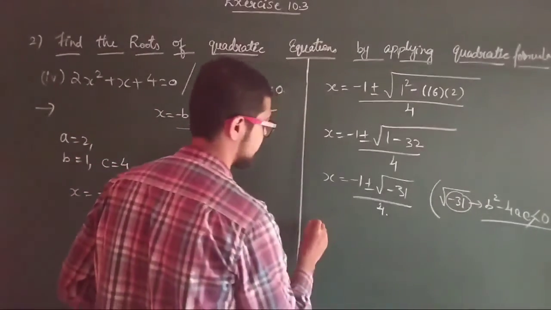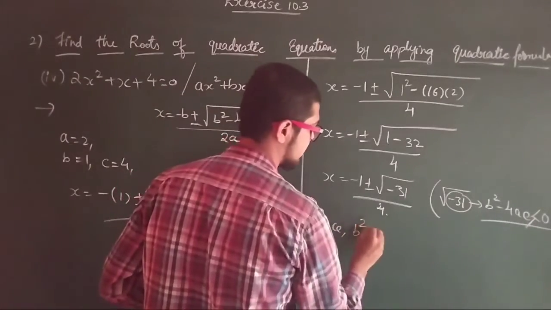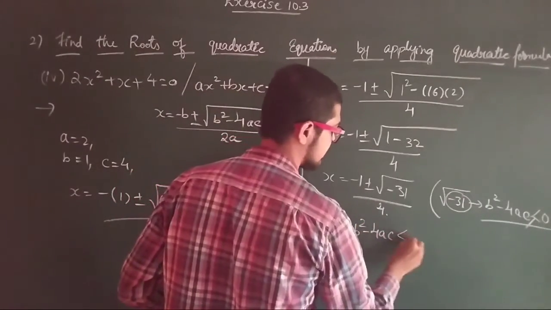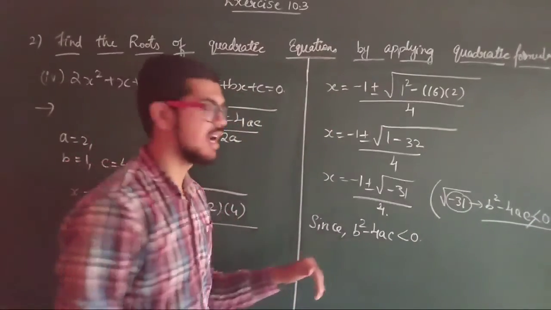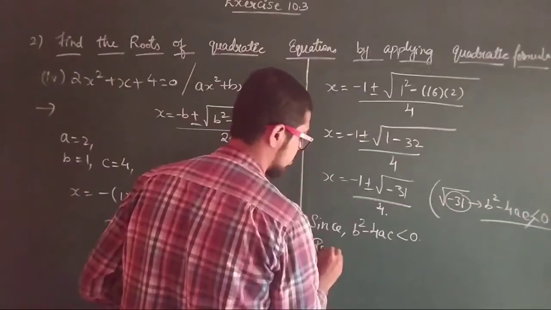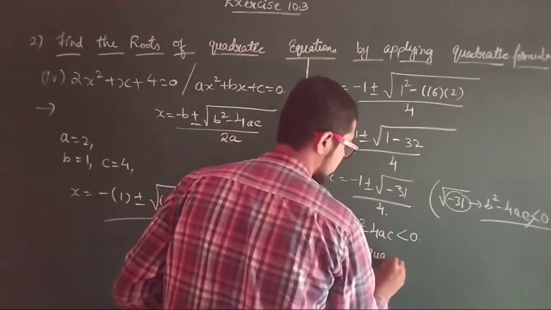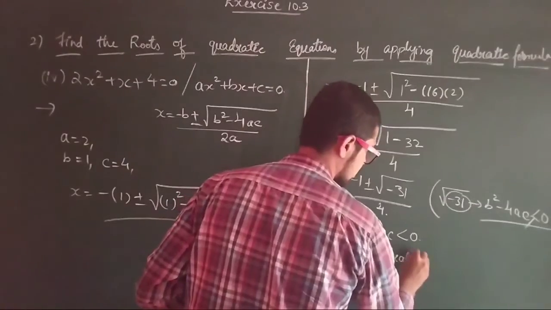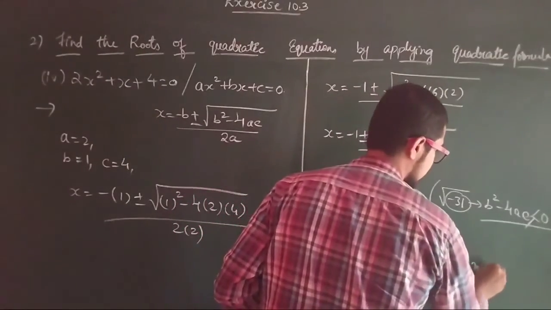So I will write down here, since b square minus 4ac is lesser than 0, or it is a negative number, I can tell roots of quadratic equation do not exist.